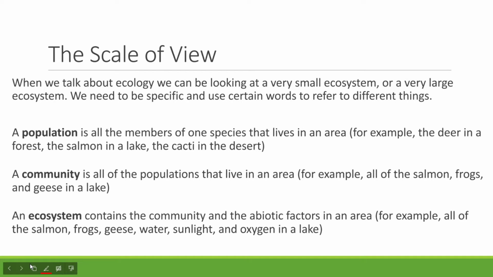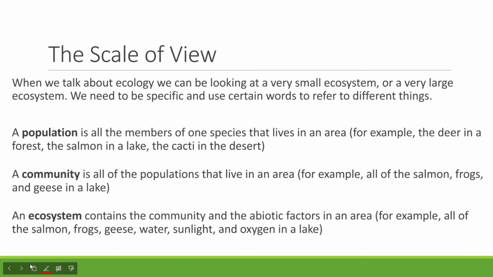Like I said before, we're going to look at these things at varying scales. We're going to look at just one type of organism. We're going to zoom out and look at all of the different organisms that live in a certain area. We're going to zoom out and look at the entire ecosystem. And we need the right vocab to really focus on each of these things. The vocab terms that we're going to look at here: population, community, and ecosystem.